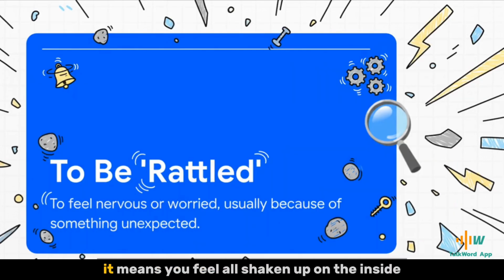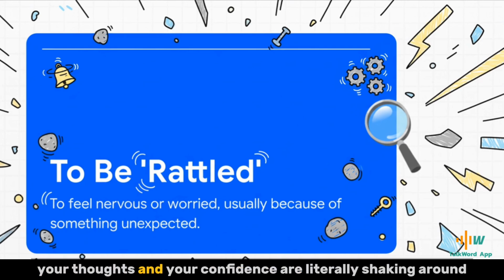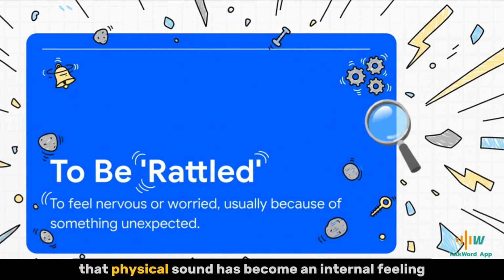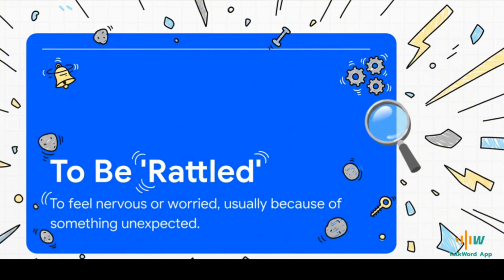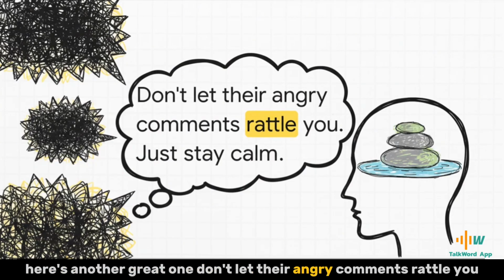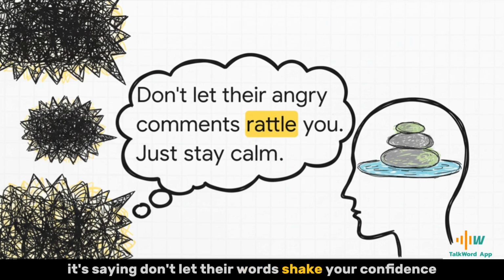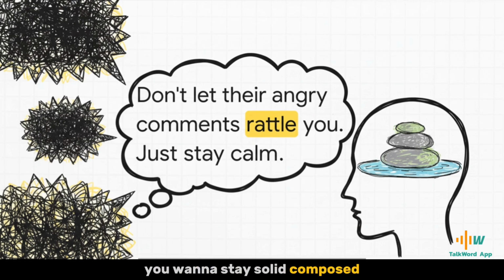Well, when you're rattled, it means you feel all shaken up on the inside. It's such a perfect metaphor, isn't it? Because when you feel rattled, it's like your thoughts and your confidence are literally shaking around, knocking into each other, just completely out of your control. That physical sound has become an internal feeling. Here's another great one. Don't let their angry comments rattle you. Just stay calm. That is some solid advice, right? It's saying don't let their words shake your confidence. Don't let them make you nervous. You want to stay solid, composed, not all shaken up and rattling on the inside.